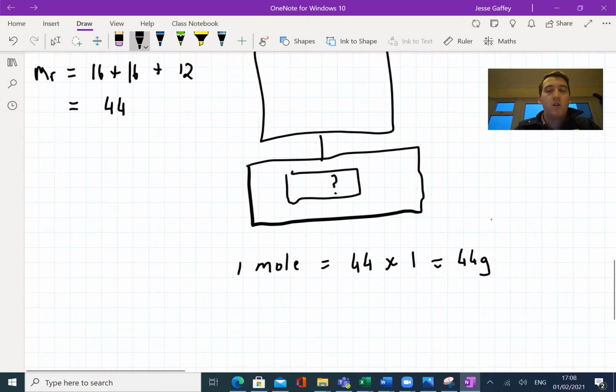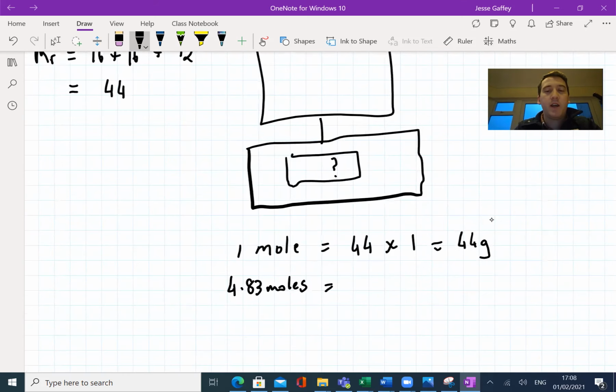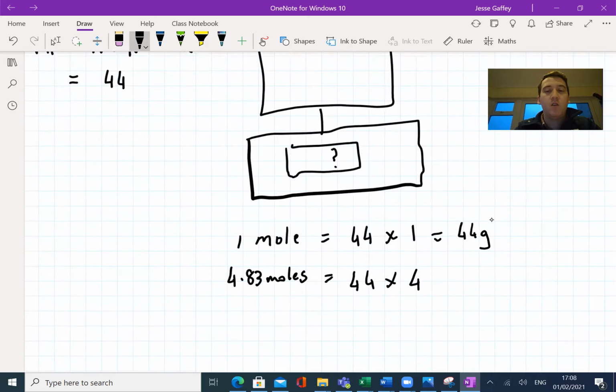That's for 1 mole. Now, if I have 4.83 moles, well then I take my MR, which is 44, and I multiply it by the number of moles, which is 4.83. So I'll get my calculator out and I do 44 times 4.83. That gives me 212.52 grams.